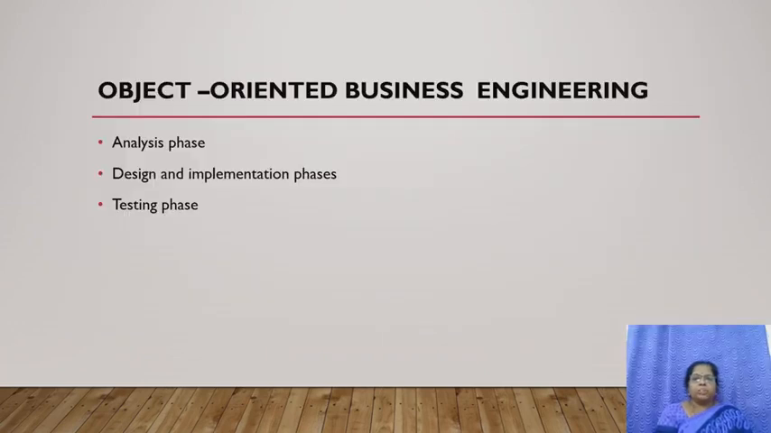Next one, object-oriented business engineering. The business engineering is used for modeling at the enterprise level. That is the analysis phase. The analysis phase defines the system to be built in terms of the problem domain object model. Then the requirements model and the analysis model. The analysis process does not take into account the actual implementation environment.